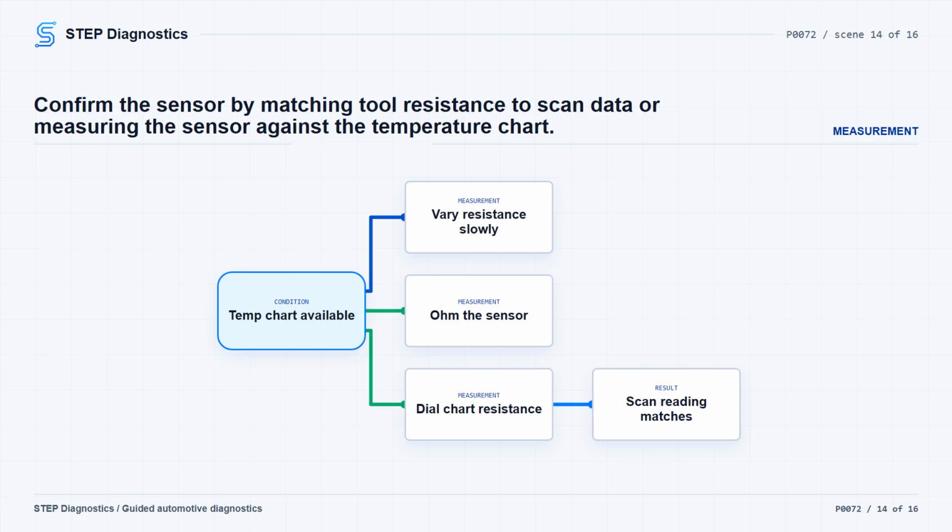If a temp table is not available, connect the electrical test kit leads to the harness connector, switch to adjust, turn the ignition on, and slowly vary resistance while watching scan data. The temperature or voltage value should change with the resistance change. If it does, the temp sensor is likely faulty.